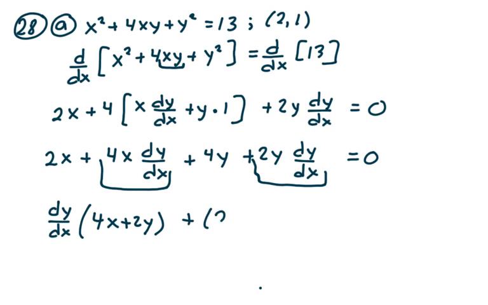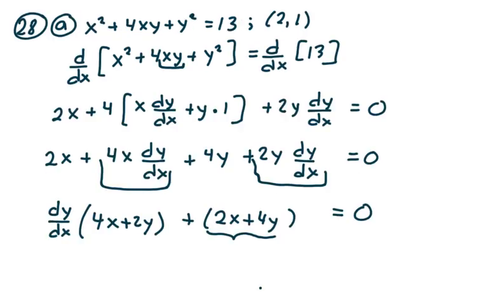plus 2x plus 4y equals 0. So that's the first and the third term. So I just rearranged some things. And now I want to move all of this junk over to the other side.